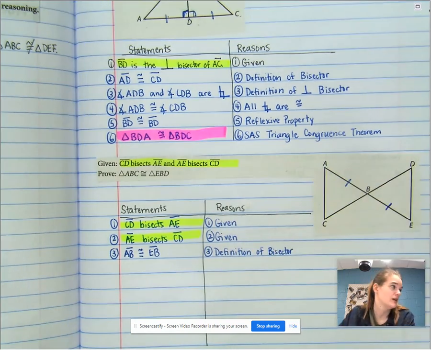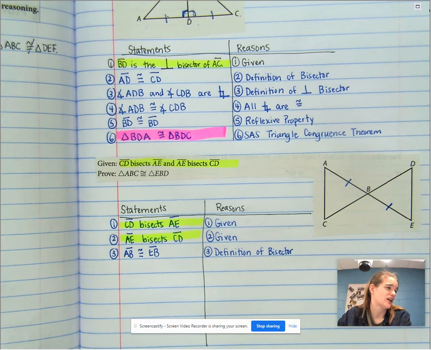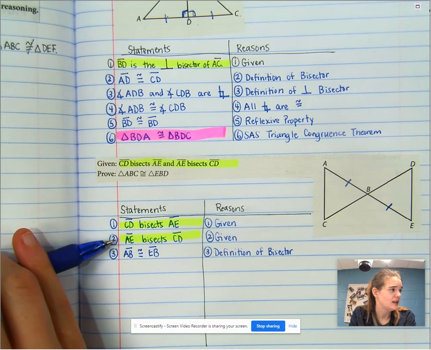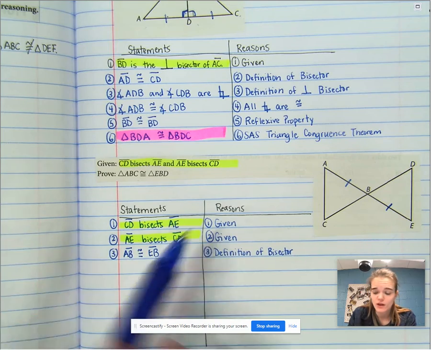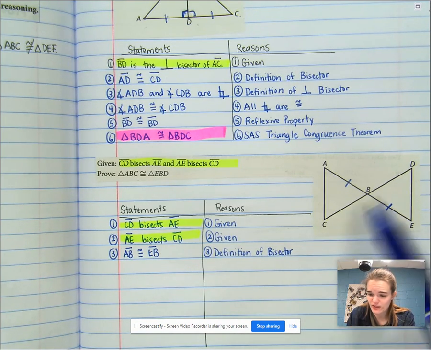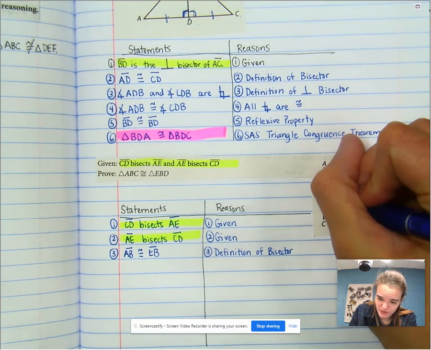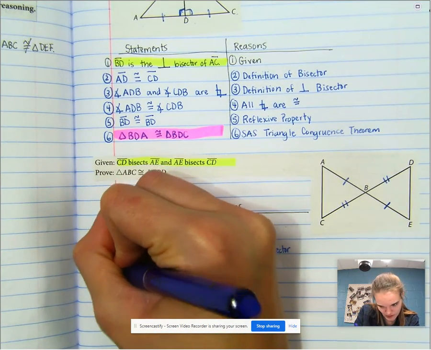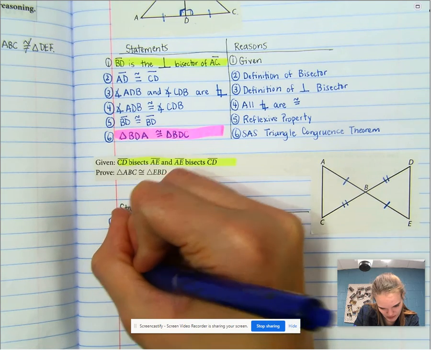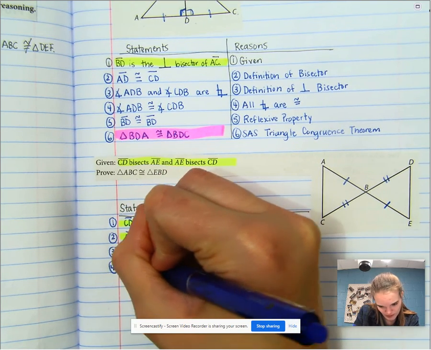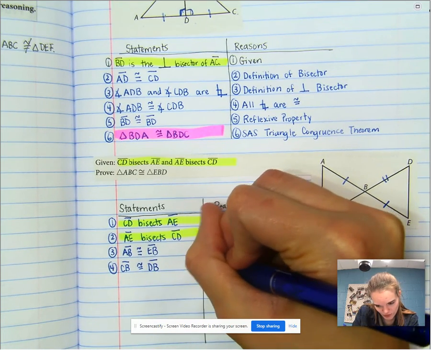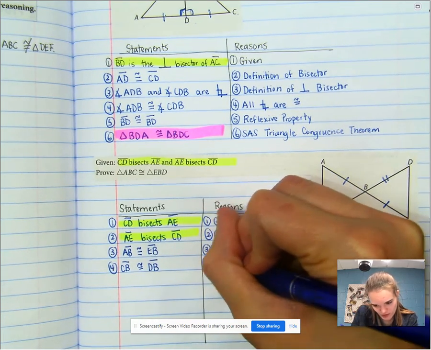There's one side. I need another one. I could find the angle. I'm not going to find the angle first. I'm going to find the other side, and here's why. The second given tells us that AE bisects CD. So AE bisects CD. That means CD is cut in half. That means that CB is congruent to DB. And that is also definition of a bisector.